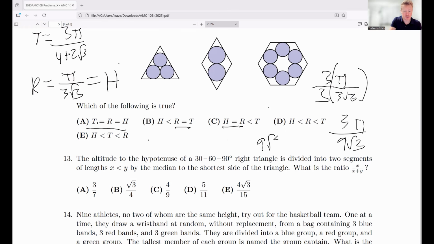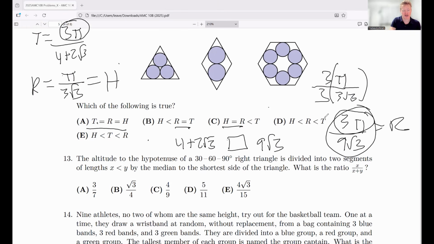If you really want to be sure, check to see how 9 root 3 compares to 4 plus 2 root 3? Because now this is still R, and T and R have the same numerator. The whole thing is R. And so if the denominator is bigger or smaller, we could compare it. So you could do that. You can also say that root 3 is approximately 1.7 and check that way. So 4 plus 3.4 is 7.4. 9 times 1.7 is going to be a lot larger.